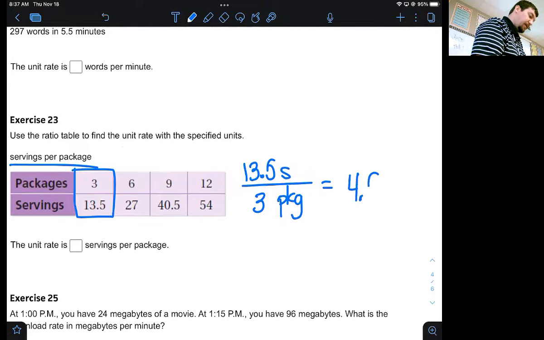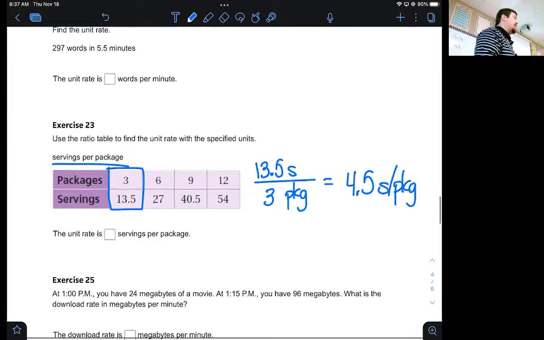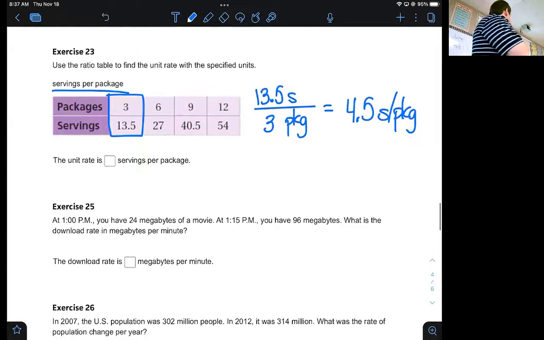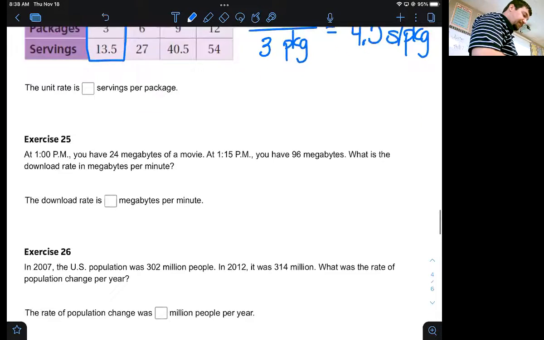That's right. And label for me, 4.5 servings per package. Perfect. Got to have a label. In fact, got to have 2 labels. You can use any of those 4 ratios. Just what I'm afraid that you're going to do is you're going to forget that it said servings per package, and you're going to do 3 divided by 13.5 and some weird decimal. Make sure you're dividing in the right order. It tells you what order to divide it. Servings, then packages.